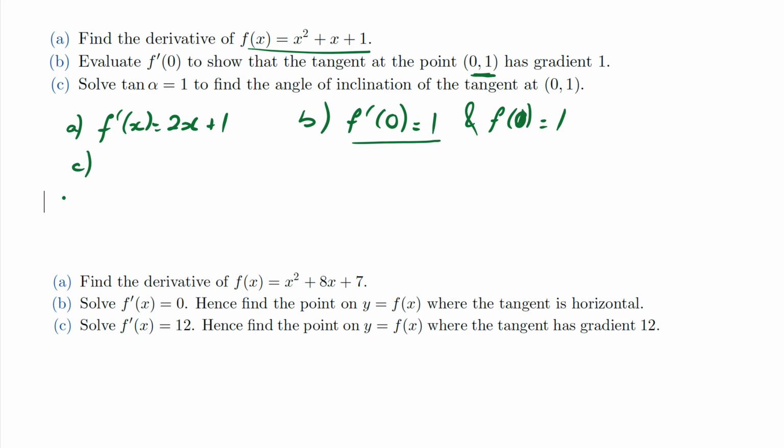Part C, solve tan alpha equals 1 to find the angle of inclination of the tangent at 0, 1. So we've just found that the slope of the curve and the slope of the tangent are both 1.